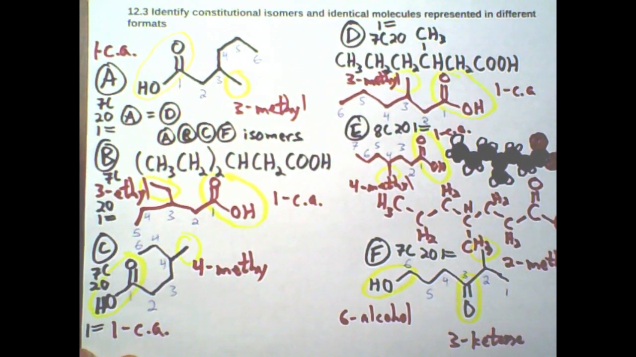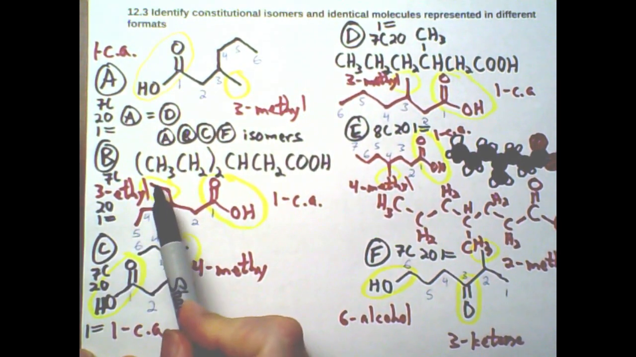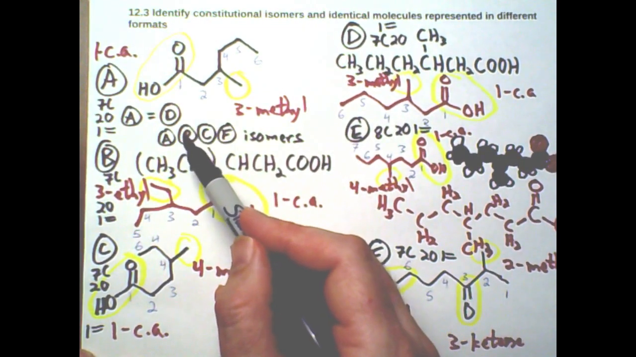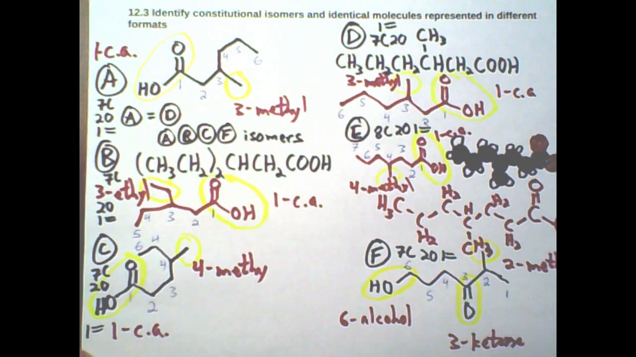Now, are any of B, C, or F identical molecules? Well, B has an ethyl group there instead of methyl groups, and F does not have a carboxylic acid, so they are all isomers of each other. And I could have included D. They're all isomers of D as well, B, C, and F. But A and D are identical, so it's an unnecessary thing to state.